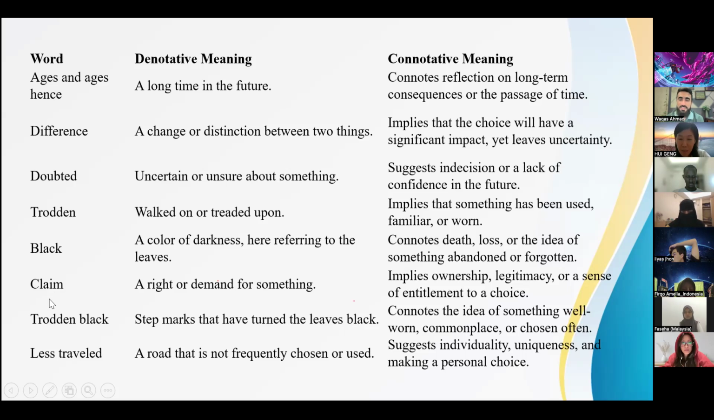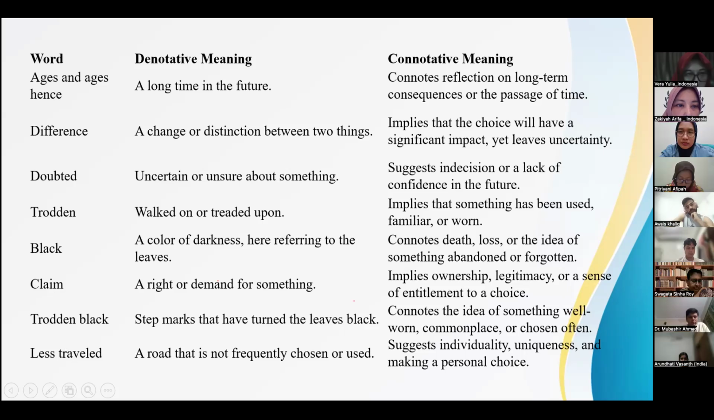And claim implies ownership, legitimacy, or a sense of entitlement to a choice. Claim just means a right or demand for something. And trodden black connotes the idea of something well worn, commonplace, or chosen often, and less traveled suggests individuality, uniqueness, and making a personal choice.